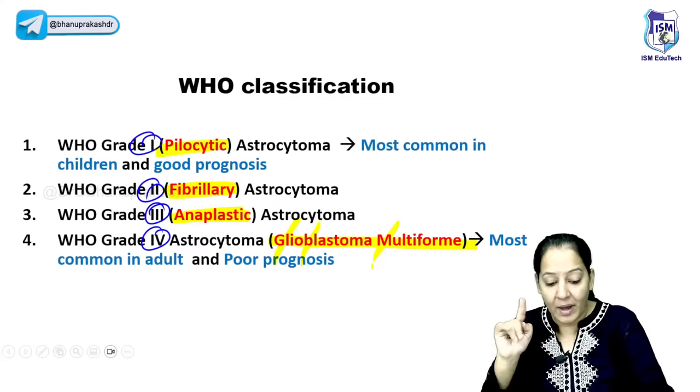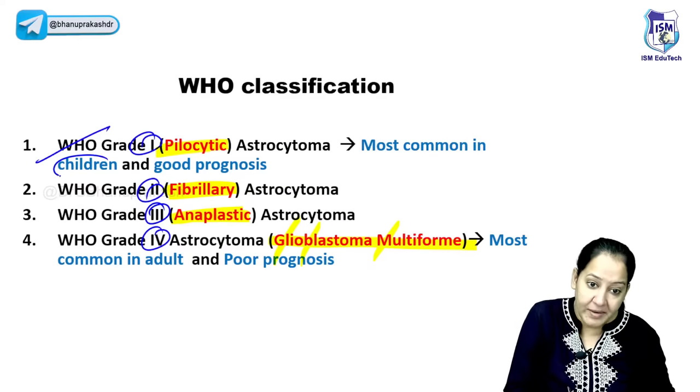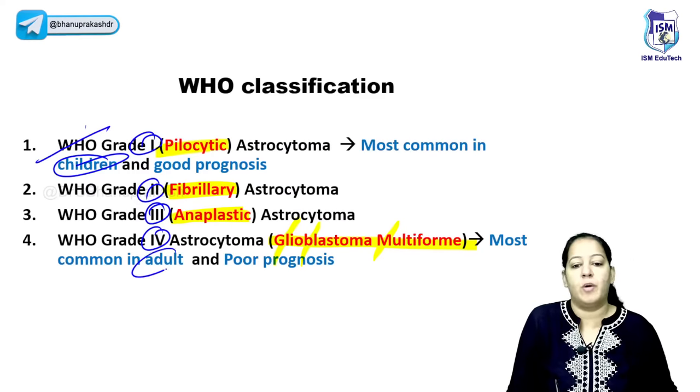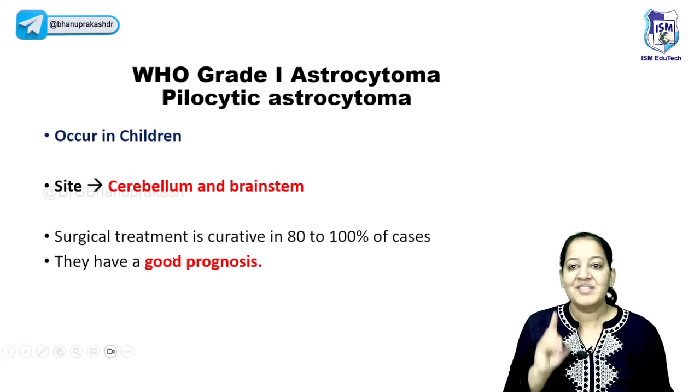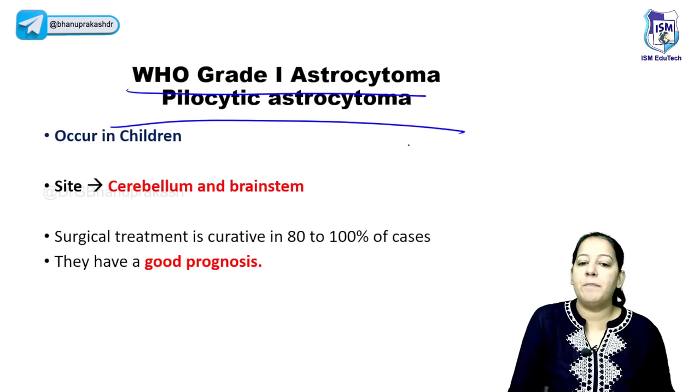And I will teach you 1 and 4. 1 is more common in children. 4 is most common in adults, not 2 and 4. Can we start? So let's start with grade 1, astrocytoma, pilocytic astrocytoma.